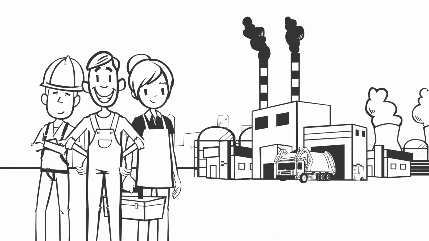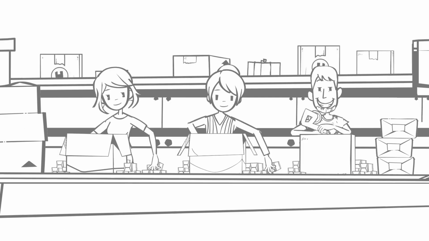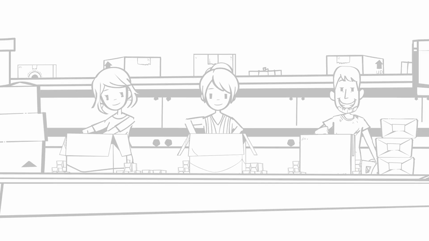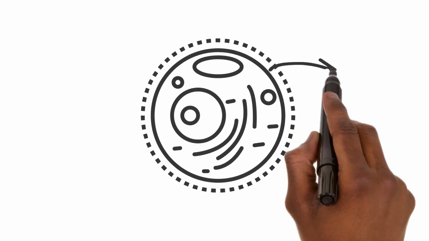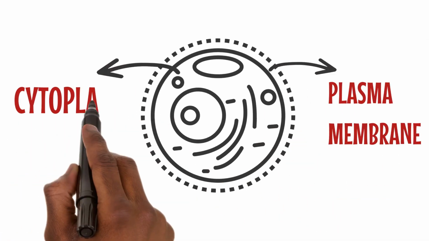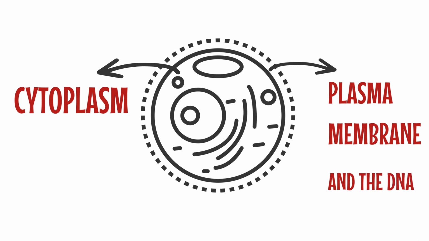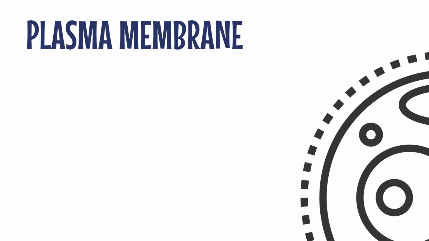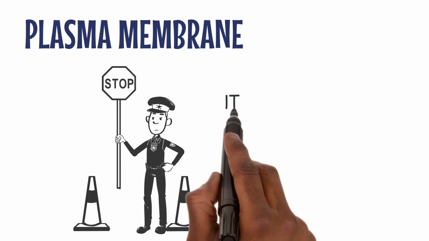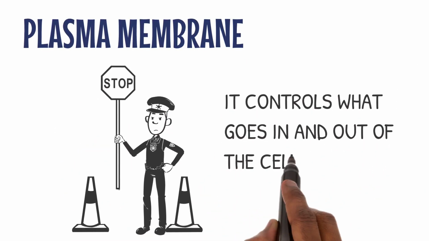Cells are like tiny factories with their own structures and functions. They have three main components: the plasma membrane, the cytoplasm, and the DNA. The plasma membrane acts as the cell's outer boundary, like a gatekeeper. It controls what goes in and out of the cell.